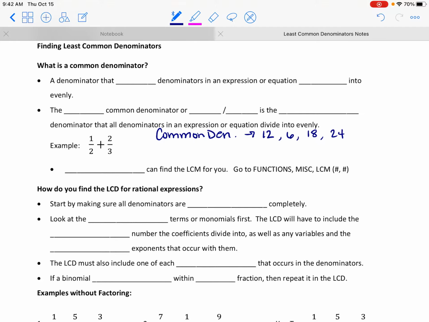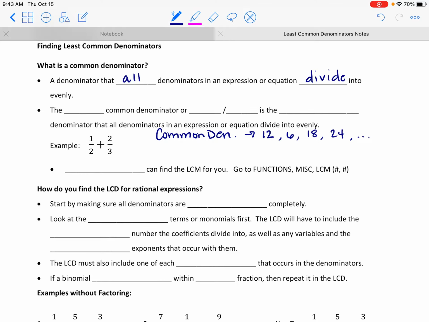I could use any of those numbers, and this list could continue, because all of those numbers are divisible by both denominators. So both 2 and 3 will divide into 12, or into 6, or into 18. A common denominator is a denominator that all other denominators in your expression or equation divide into evenly. Later it'll be a number and/or some variables or polynomials that our denominators will divide into.